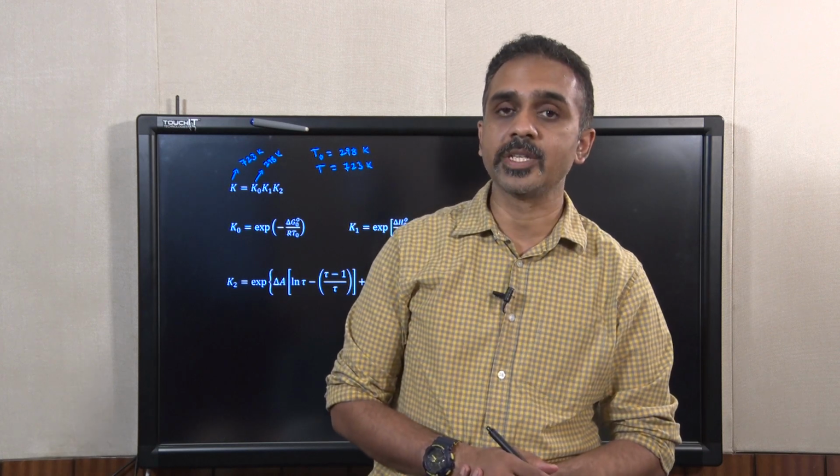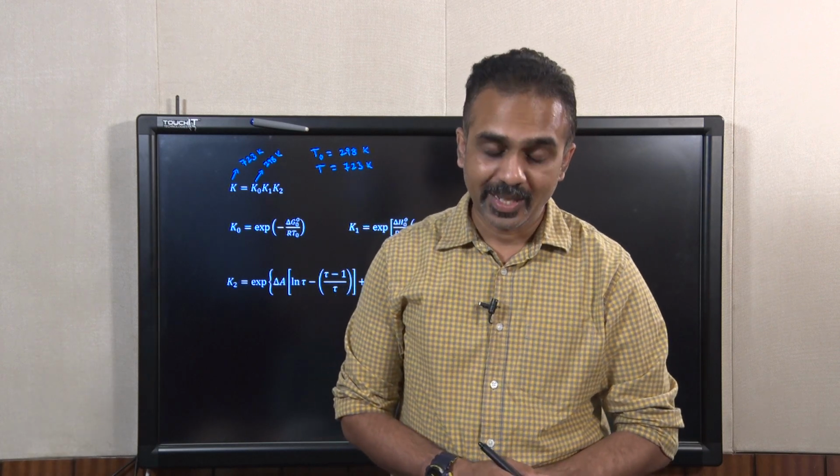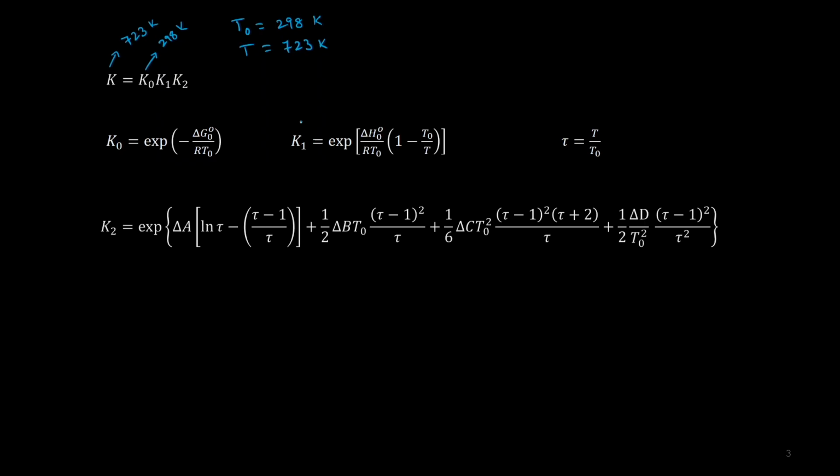The way we do that is using these two factors, K1 and K2. K1 turns out to be the correction factor, assuming that the enthalpy of the reaction is constant. This turns out to be the enthalpy at 298 Kelvin, and this is the value, of course, at 298 Kelvin.